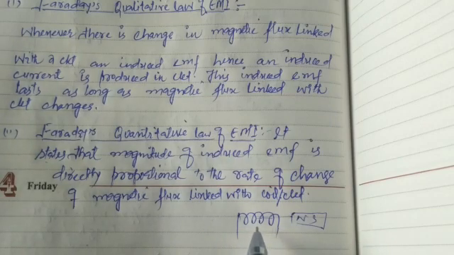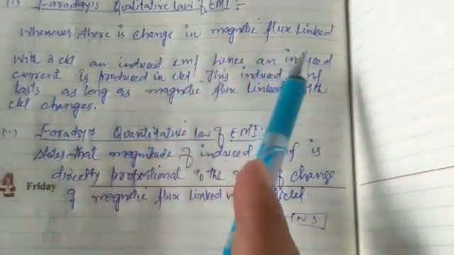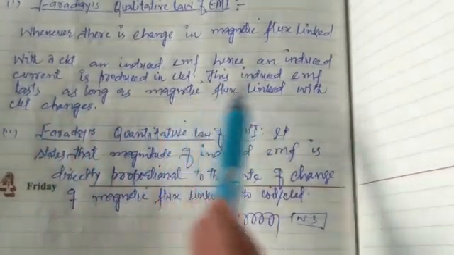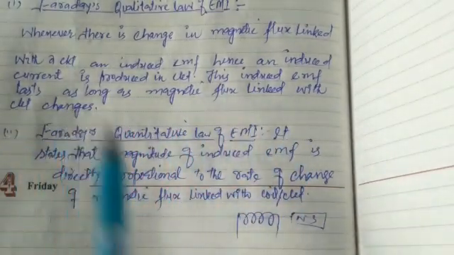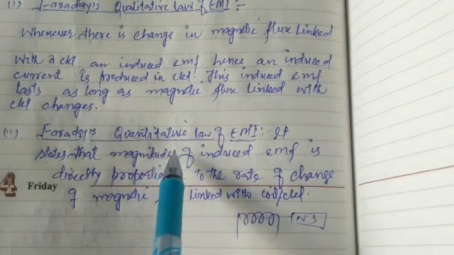And this induced EMF lasts as long as there is a change in magnetic flux, not the relative motion, but the change in magnetic flux. So whenever there is a change in magnetic flux linked with a circuit, an induced EMF and hence an induced current is produced in the circuit. This induced EMF lasts as long as the magnetic flux linked with the circuit changes. So the flux has to continuously change with the circuit, then and only then will there be production of induced EMF and induced current.